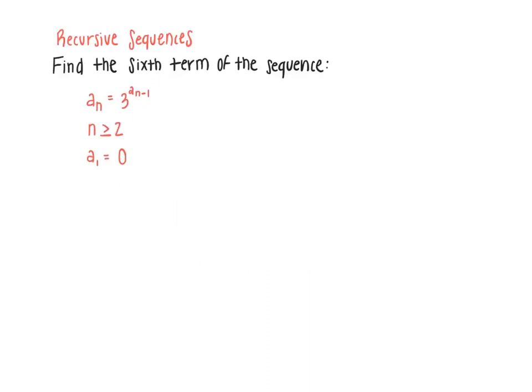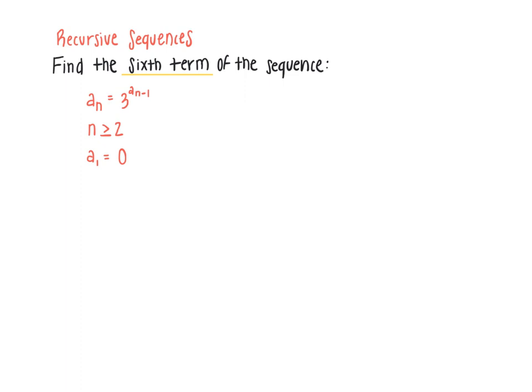So this question is about a recursive sequence, and it wants us to find the sixth term in the sequence using the given relationship, and we also know what the first term in the sequence is. In order to find the sixth term, we actually have to find all the terms that lead up to the sixth term. So let's go ahead and start by finding the second term.